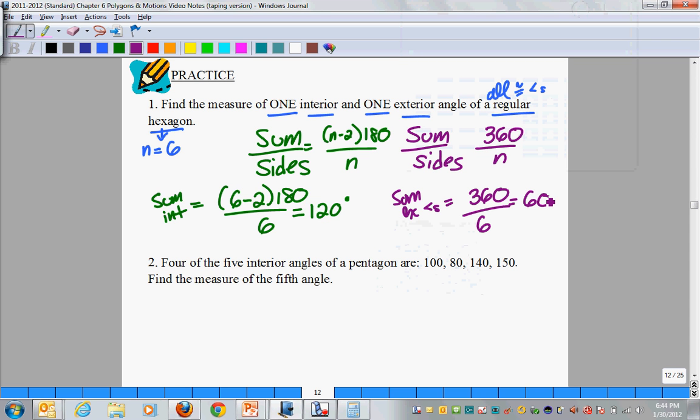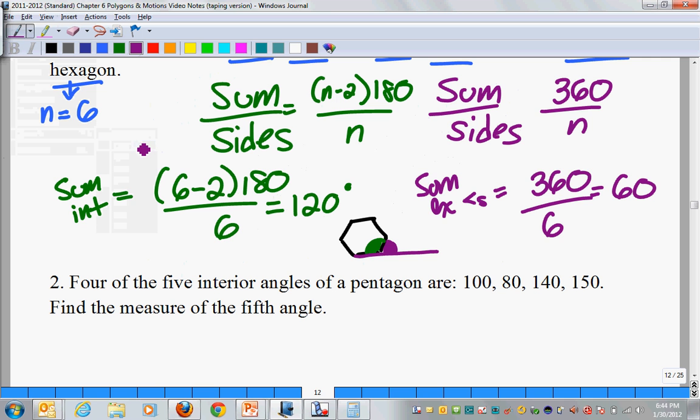I want to show you a little trick. When we have a hexagon, there's a hexagon. What we just found was one interior angle was 120, so that's 120. And then if you were to extend that and get the exterior angle, that was 60. Look very closely. This is interior 120. The exterior was 60. Notice the one interior and exterior add up to 180. That will always be the case. Matching interior and exterior angles will always add up to 180. Let's try a couple more.